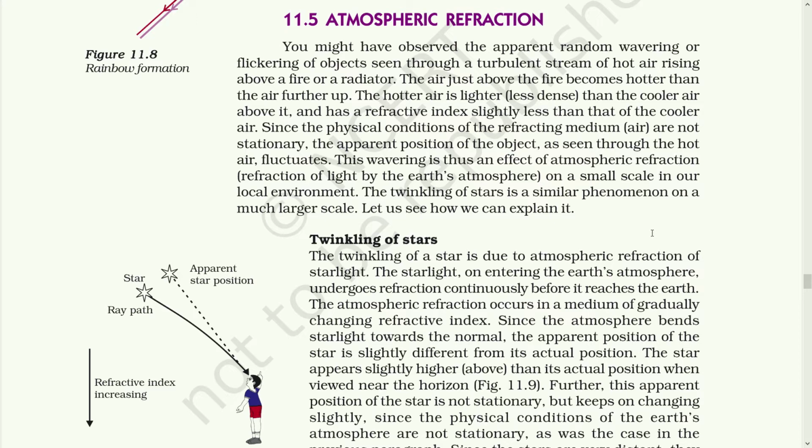Let's read the topic. You might have observed the apparent random wavering or flickering of objects seen through a turbulent stream of hot air rising above a fire or a radiator. Just above the fire the air becomes hotter than the air further up. The hotter air is lighter than the cooler air above it and has a refractive index slightly less than that of the cooler air. Since the physical conditions of the refracting medium, air, are not stationary, the apparent position of the object as seen through the hot air fluctuates. This wavering is thus an effect of atmospheric refraction, that is refraction of light by Earth's atmosphere. On a small scale in our local environment, the twinkling of a star is a similar phenomenon on a much larger scale. Let us see how we can explain it.